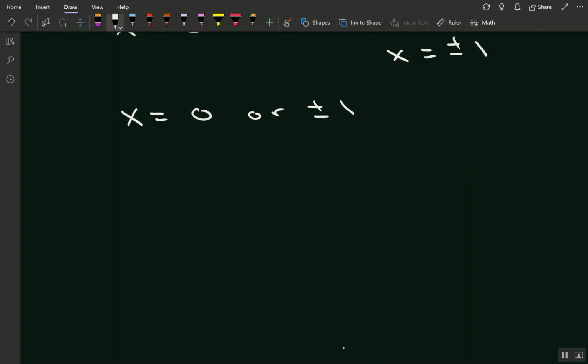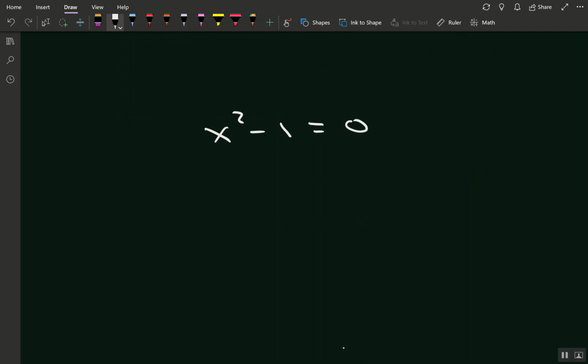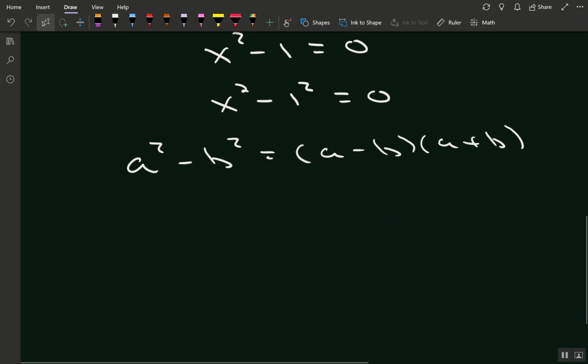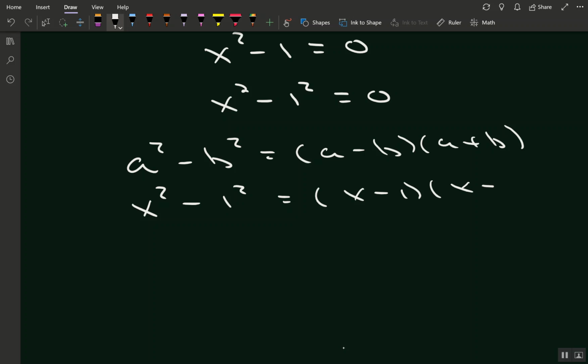Now here's a little extra. If I had x squared minus 1 is equal to 0, we should notice that that's a difference of squares. In other words, I could write this as x squared minus 1 squared is equal to 0. And from algebra, we know that a squared minus b squared is equal to a minus b times a plus b. So we could use that fact here, and write x squared minus 1 squared as x minus 1 times x plus 1.